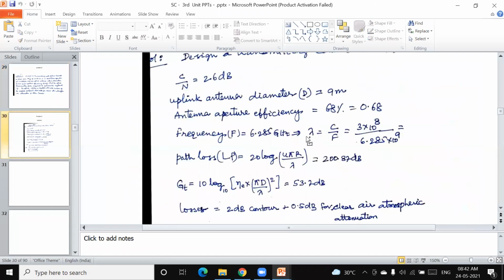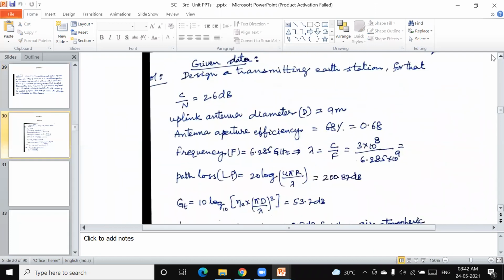now you can see the given data: designing a transmitting earth station for a C by N of 26 dB. This is the data given, and he has also given the uplink antenna diameter D equal to 9 meters, and antenna aperture efficiency 68%, that is 0.68. Frequency is 6.285 gigahertz, so lambda can be calculated. Lambda is equal to C by F. You are going to get some value that you can consider.